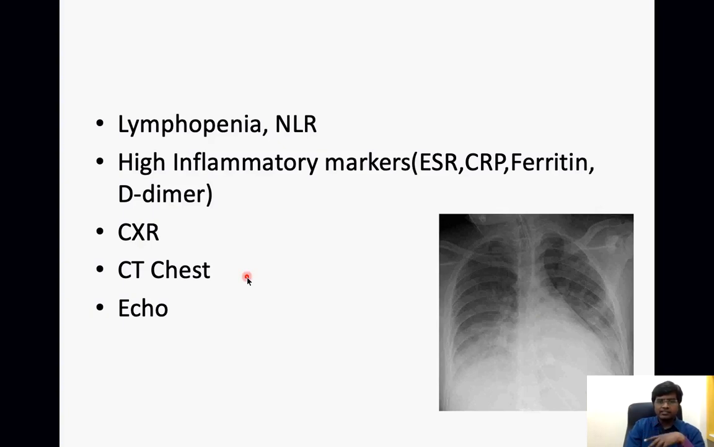And CT chest is actually not necessary. Most of the children can be diagnosed from an X-ray. If at all it's not visible in an X-ray, then you go for a CT chest. And echocardiography, as I already told, a child might present with Kawasaki-like syndrome. Then you do an echocardiography to detect the aneurysm size, whether they're going to have a coronary aneurysm or not. For that you need an echocardiography. So I think it's very clear to everyone.